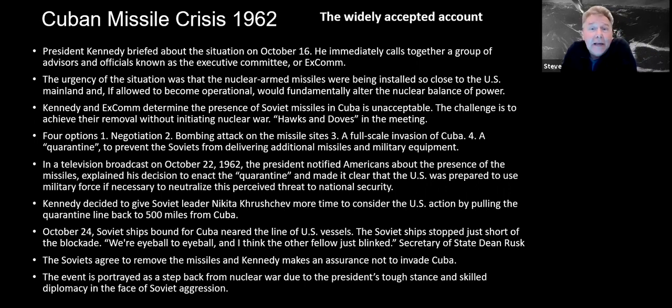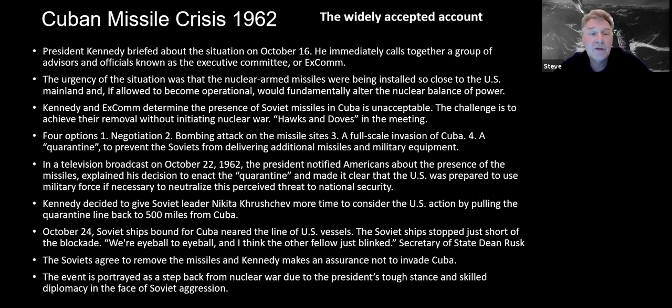It was said that in the EXCOM, there were hawks and doves. The doves were the ones who wanted to negotiate, and the hawks wanted to bomb or invade. Four options were on the table. One was negotiation, then there was a bombing attack on the missile sites, a full-scale invasion, and the fourth was a quarantine to prevent the Soviets from delivering any more missiles or military equipment.